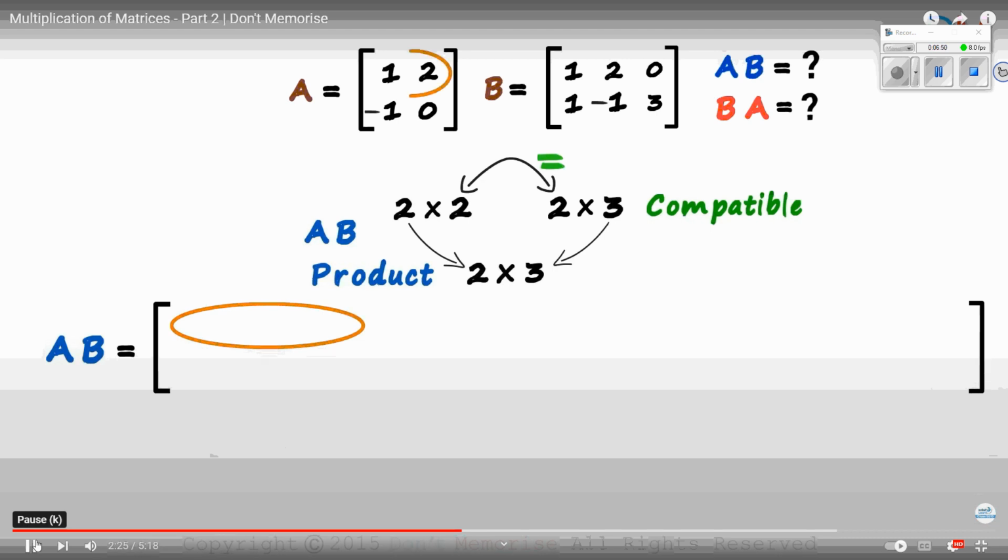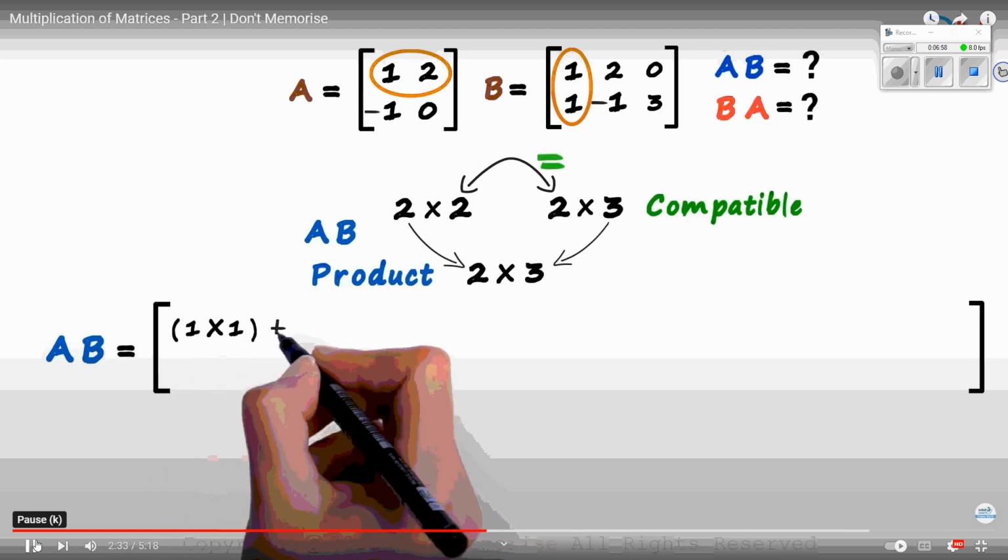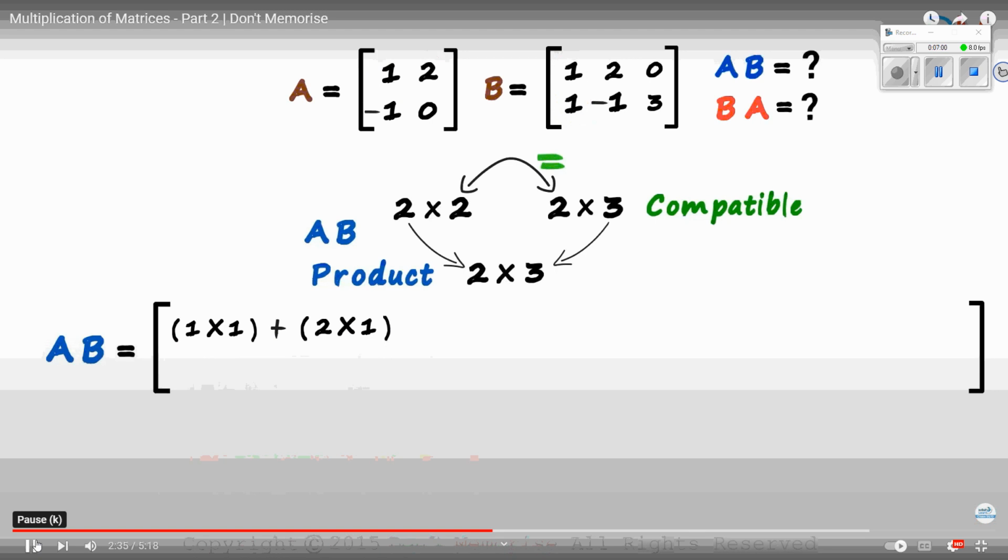It will be the first row of the first matrix multiplied by the first column of the second. It will be 1 times 1 plus 2 times 1. We multiply this number with this one and then this one with this. We have multiplied the first row with the first column.